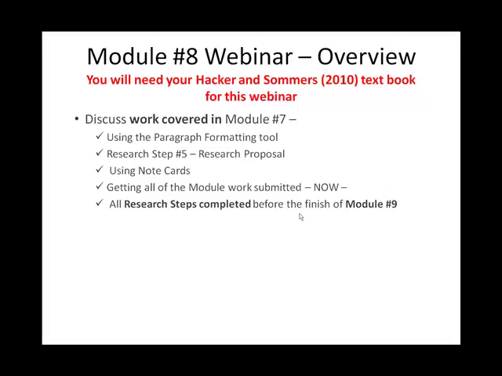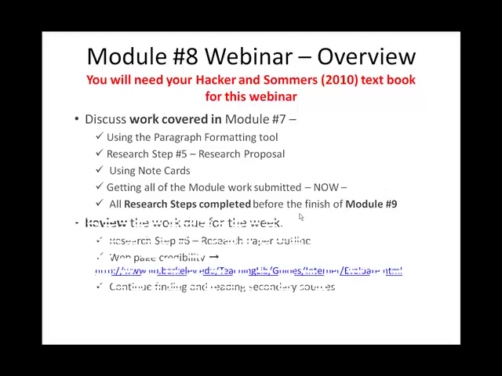And I need to remind you that you need to get all of the work in now. When it says the module work, I'm referring to the research steps. They need to be all completed before you complete module number 9. For this week, we're going to review the work that's due this week. The main work for this week is research step number 6, which is your research paper outline, covered in module number 8. Please take a close look at that. We'll discuss it briefly in this video.